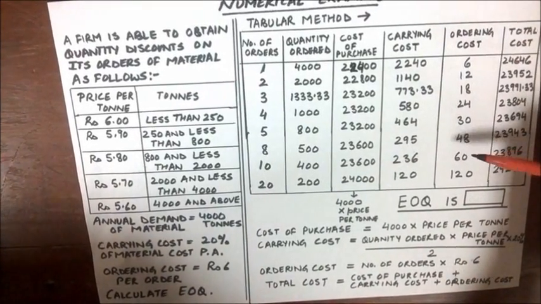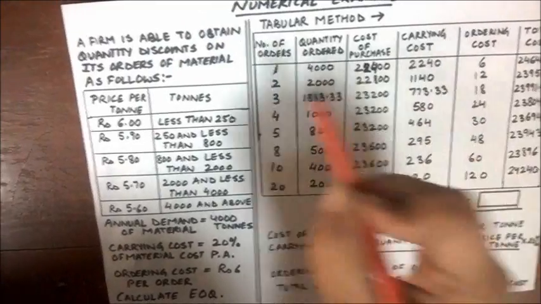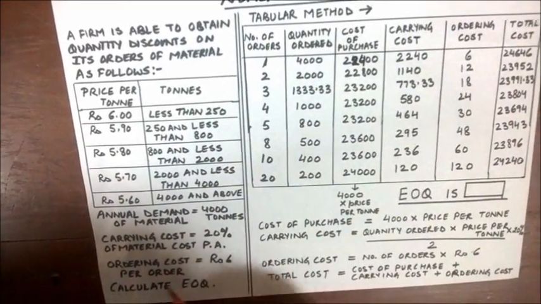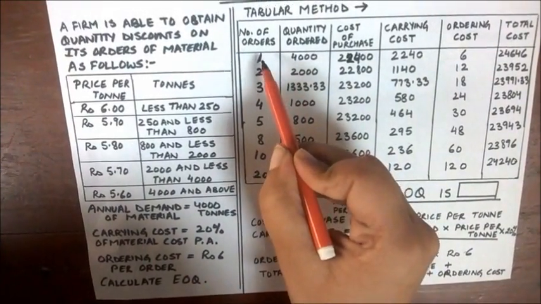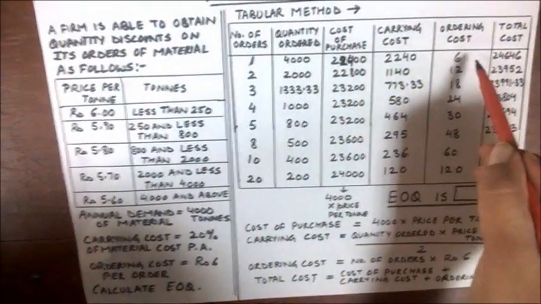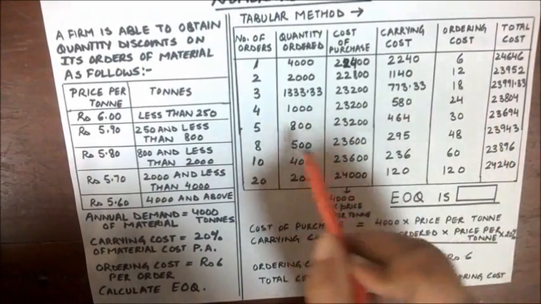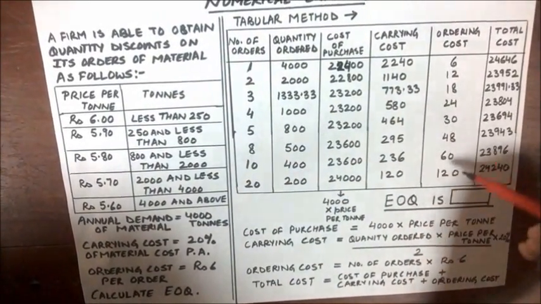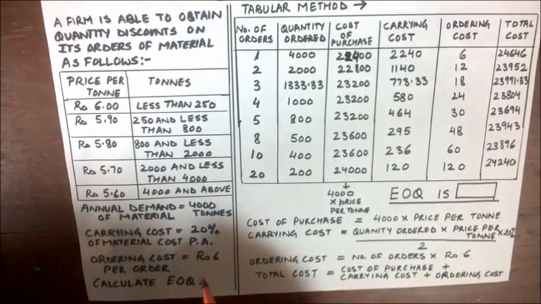Now coming to the ordering cost column. The ordering cost is calculated depending upon the number of orders and the ordering cost rate, that is rupees 6 per order. So 1 into 6 gives us the ordering cost of 6. 2 into 6 gives us the ordering cost of 12, and simultaneously we can calculate the ordering cost as the number of orders into the ordering cost rate of rupees 6 per order.